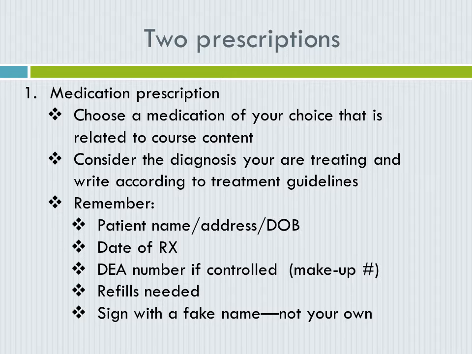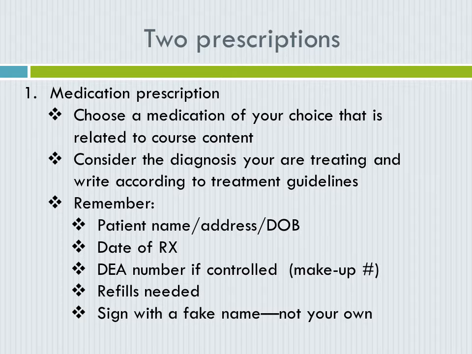So the first one, the medication prescription: you're going to choose a medication of your choice that's related to the course content. So it doesn't matter if it's module 1 or module 10, it's anything in the course that you want to pick out and do. Don't go to cardiology, respiratory, GI, mental health, because that is not covered in this course. It must be a topic covered in the course.